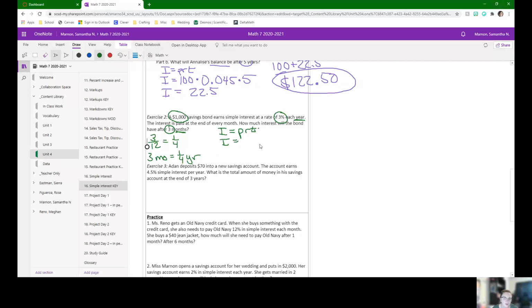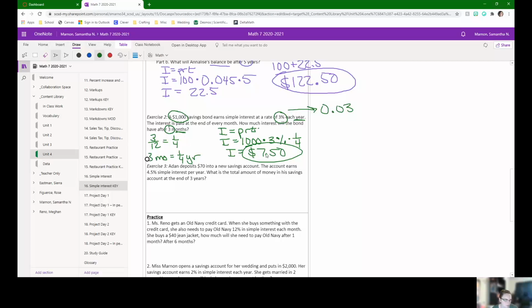So our principal is going to be the $1,000 savings bond, times our rate, which is 3%. If you're not using a calculator with a percent key, you're going to need to change it to a decimal, which is 0.03. Times our time, we're using the 1/4 of a year, not the 3 months, because this rate is for the year. When you multiply this all out, the interest is $7.50.